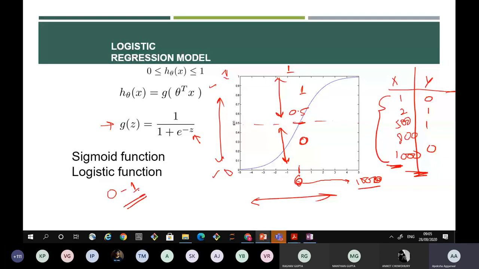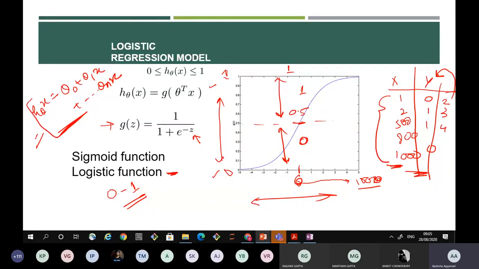Our aim is to convert all my y's, that is some numeric y, 3, 4, to this range 0 and 1. The sigmoid function does that. That is why we are using it, and this is also called the logistic function in logistic regression. While in linear regression we were using h theta x equals theta naught plus theta 1 x plus and so on up to theta n x. So this was the function for linear regression. This is for logistic regression.